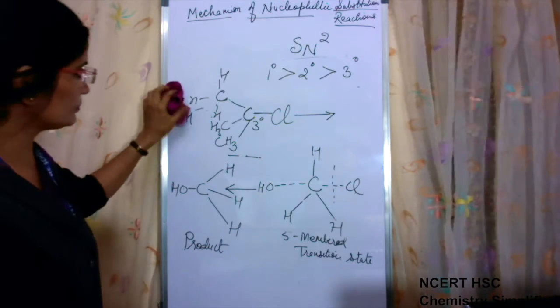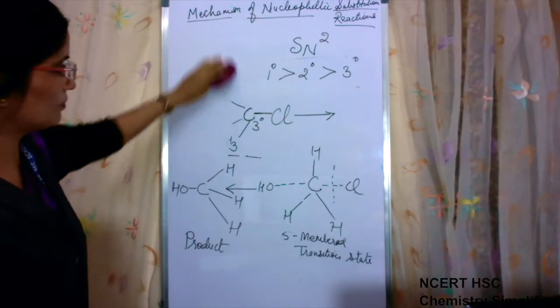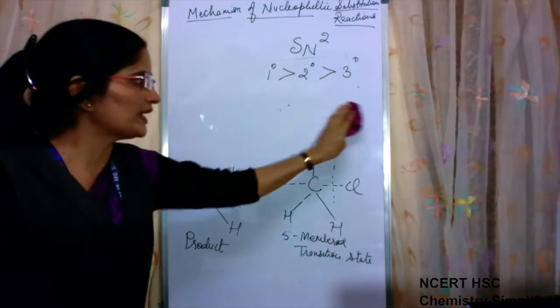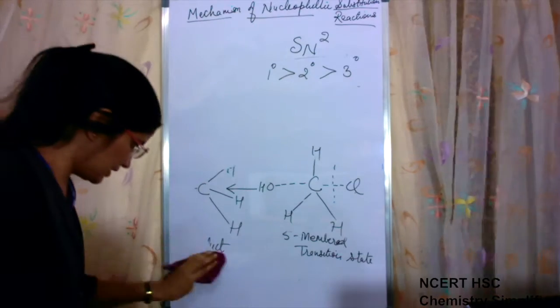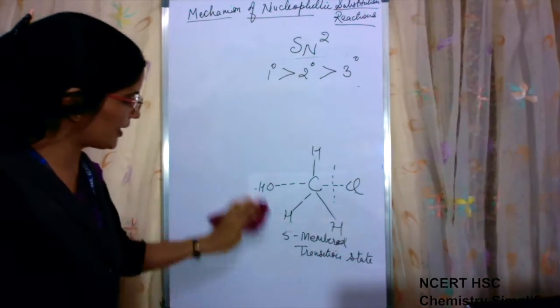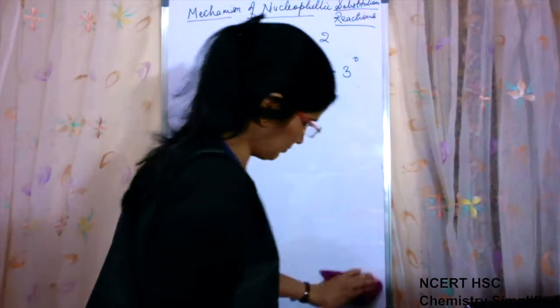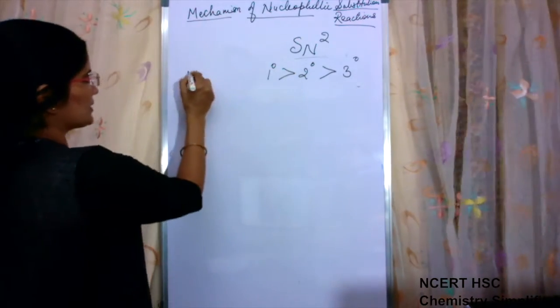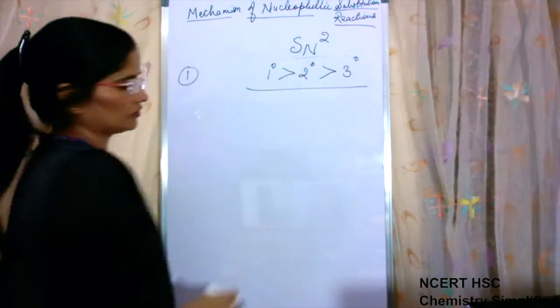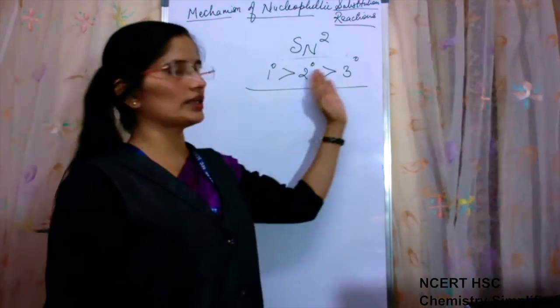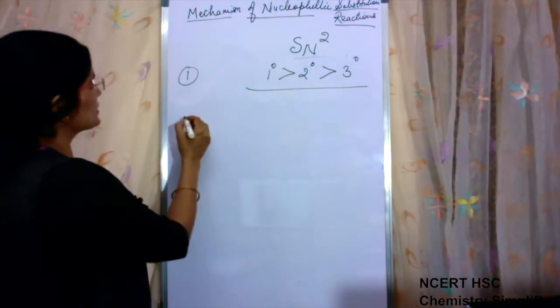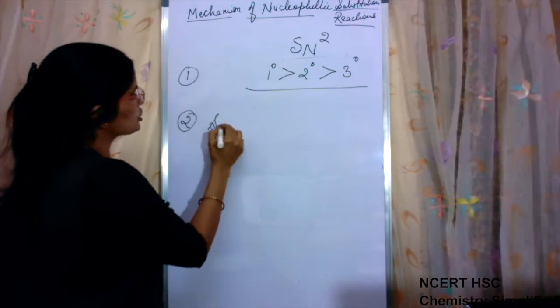Clear? Now what other factor affects SN1 or SN2? One effect is the degree of the carbon atom. 1 degree will be fastest, then 2 degree, then 3 degree. The second factor which is responsible is the solvent.